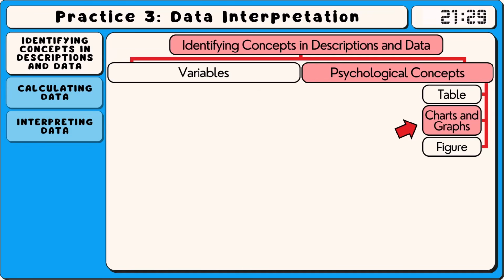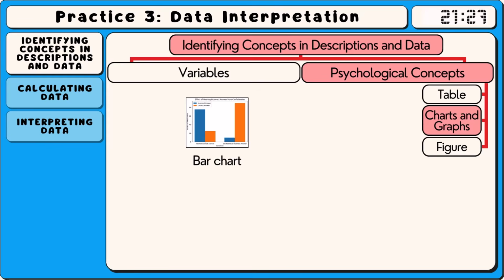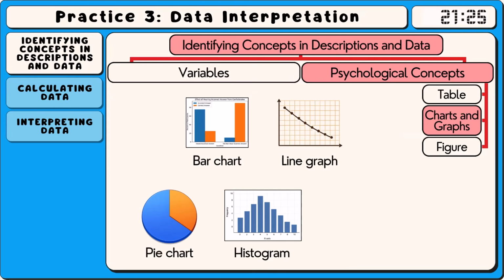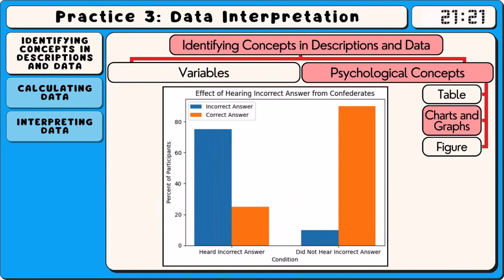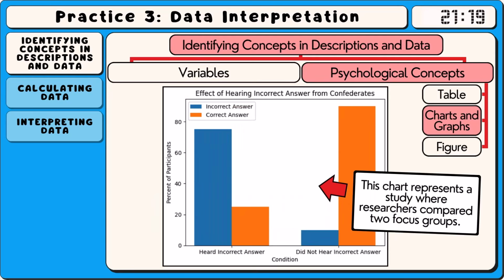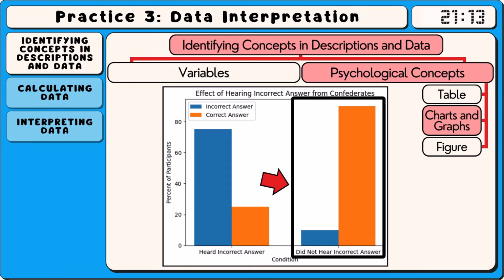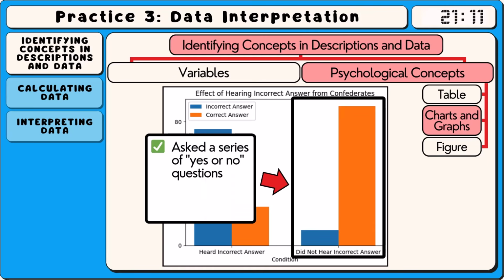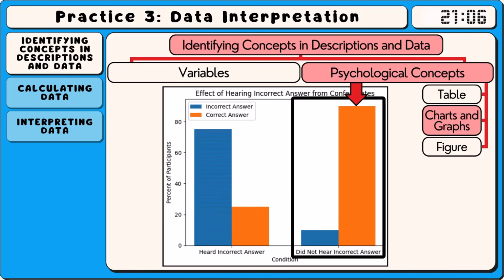Okay, next is charts and graphs. Examples include bar charts, line graphs, pie charts, histograms, and scatter plots. Here's an example of a chart that contains a psychological concept. This chart represents a study where researchers compared 2 focus groups. The control group, presented on the right-hand side of the chart, were asked a series of yes or no questions without intervention. It shows that about 90% of the participants gave the correct answer, and about 10% gave the incorrect answer.